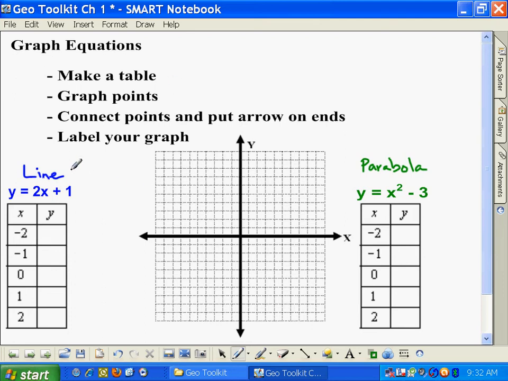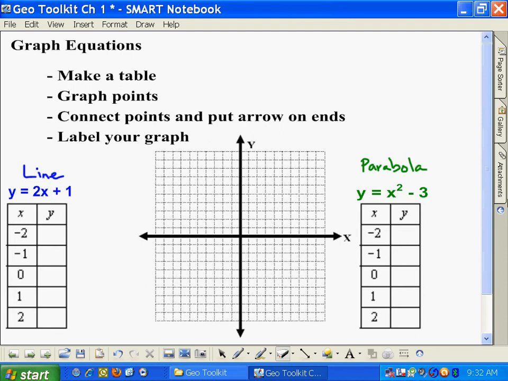So the first one we're going to be looking at is a line, and that's the equation y equals 2x plus 1. And the reason why we know this is a line is it involves y and x, and the highest power of x is 1. This is 2x to the first power right there. Alright, so that's how we know it's going to be a line.